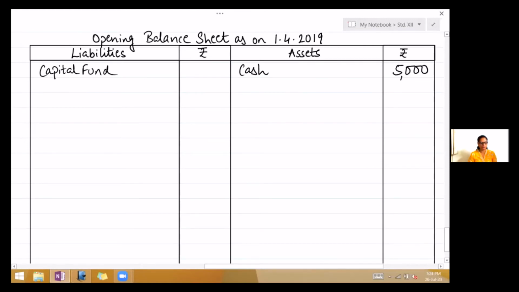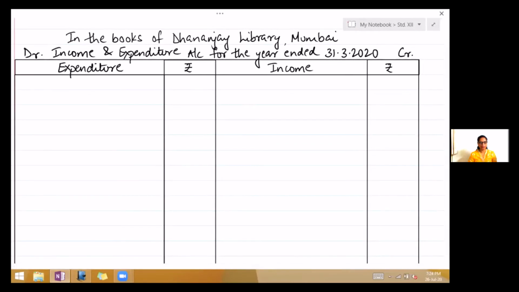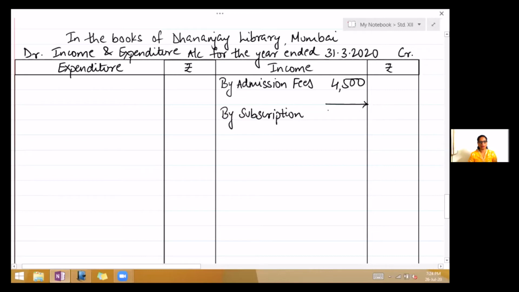Next is admission fees. So take your income and expenditure account. On the income side, write by admission fees. This has got an adjustment. So in the inner column, 4,500, leave a line for adjustment. Next is subscription. So write by subscriptions. Again, adjustment. So inner column, 20,000. Leave a line for adjustment.